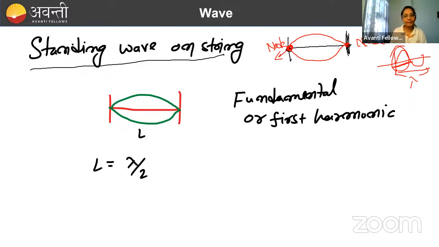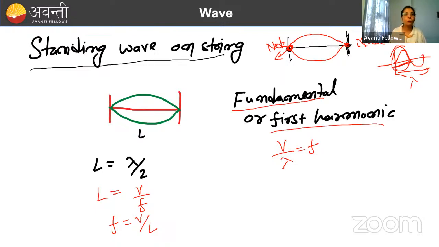And from here we can calculate the frequency of this wave generated on the string. How can we calculate frequency? You know that velocity by lambda is frequency. So here lambda can be written as V by F. Done. So the first frequency that can be excited on this string fixed at both ends, and this first frequency is called the fundamental frequency or first harmonic. So for a string fixed at both ends, the first harmonic or fundamental frequency is how much?